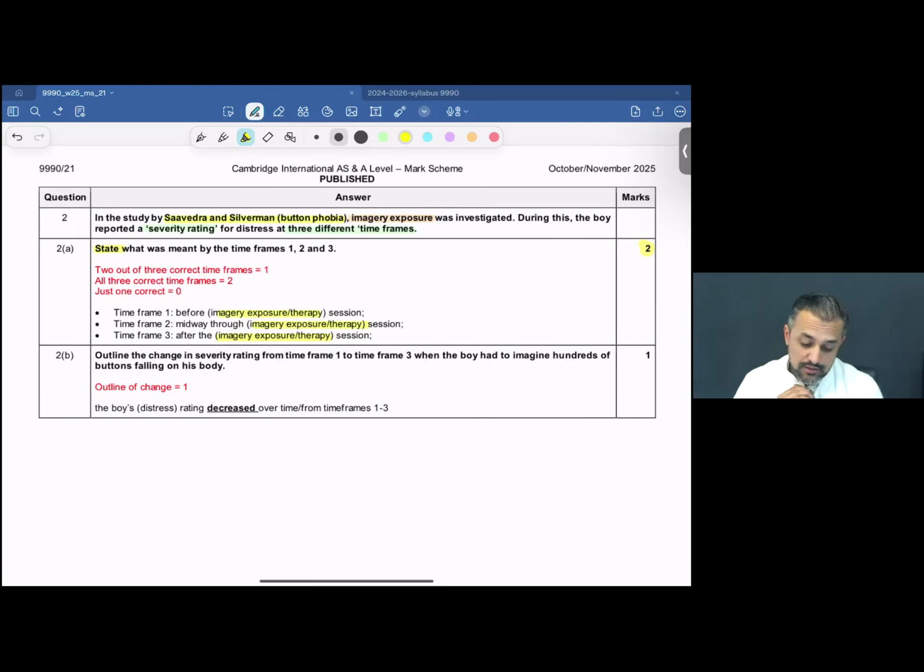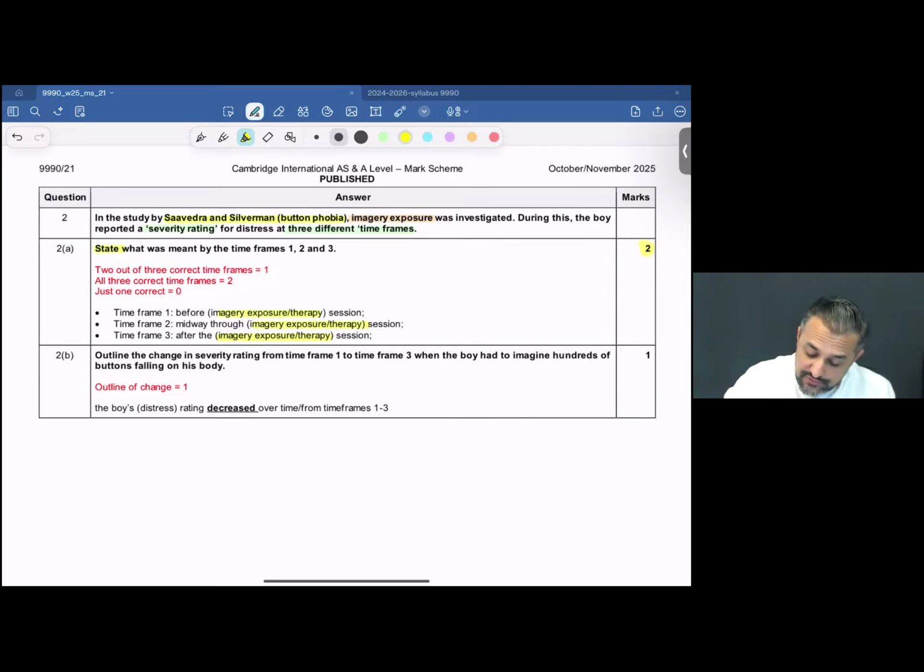So moving on to the second part, outline. I've said this earlier as well. Since you've been asked about all the 3 time frames, that is time frame 1, time frame 2, time frame 3, you're expected to write all 3 of them correctly to be able to get 2 marks. Even if you've written 2 of them correctly and 1 of them is incorrect, you end up getting 1 mark and not 2.